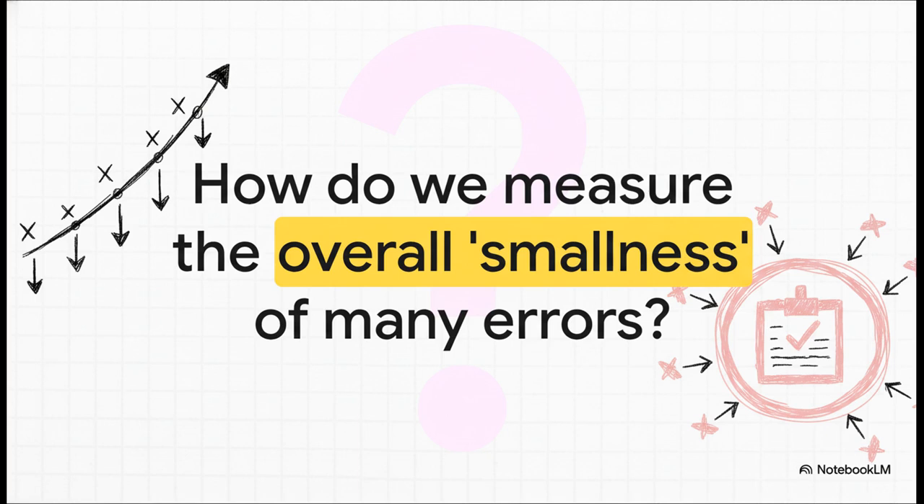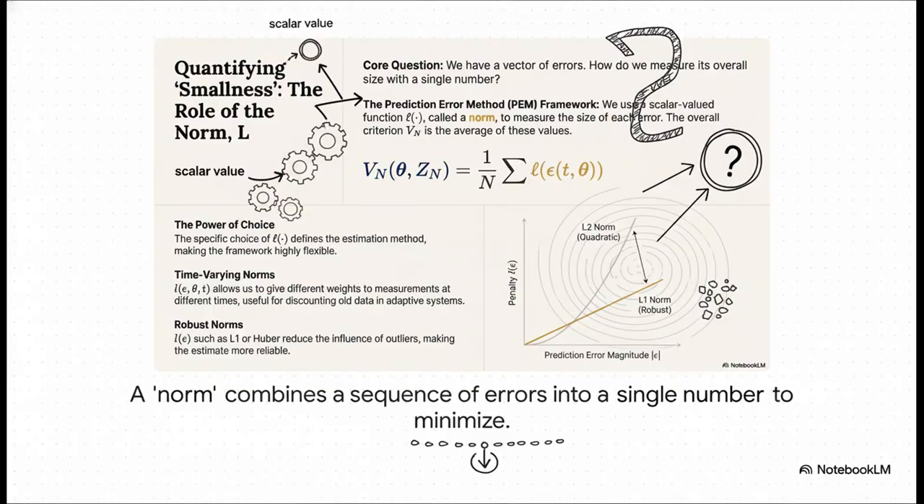Okay, so that leads to the next logical question, right? We've got an error for every single point in time, a whole long list of them. We can't just minimize all of them at once. We need a way to boil all of that information down into a single number, like a final grade for our model that tells us how well it did overall. So how on earth do we do that? And the answer is a mathematical tool called a norm. Now, don't let the name intimidate you. All it does is take our entire messy list of errors and crunches it down into one single meaningful number.